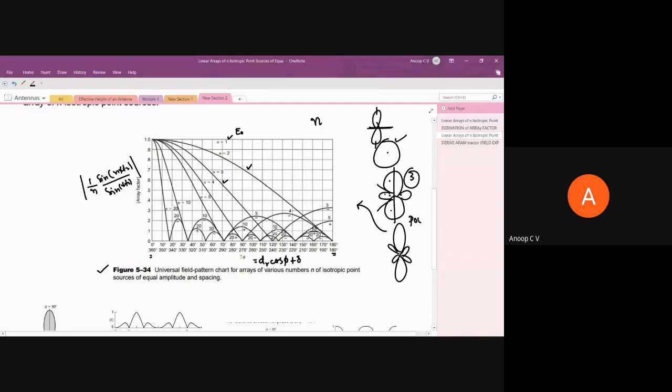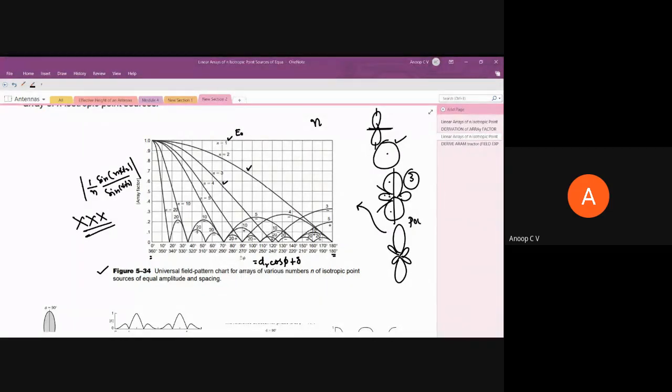Normally they never ask this in the exam. In case it is asked, you should be able to draw it approximately. While discussing problems, I'll give you an idea where the null will come, where the maxima will come, and all those steps. So are you okay with this?